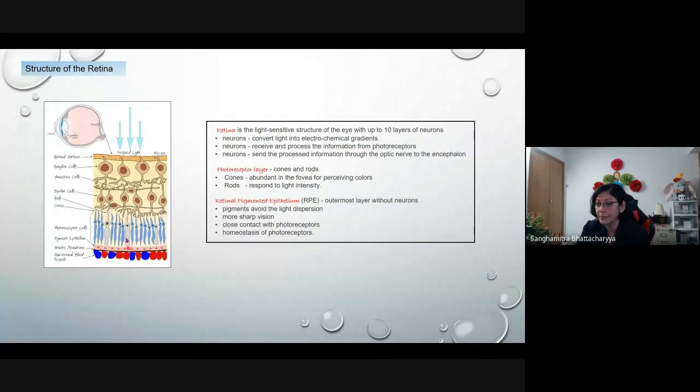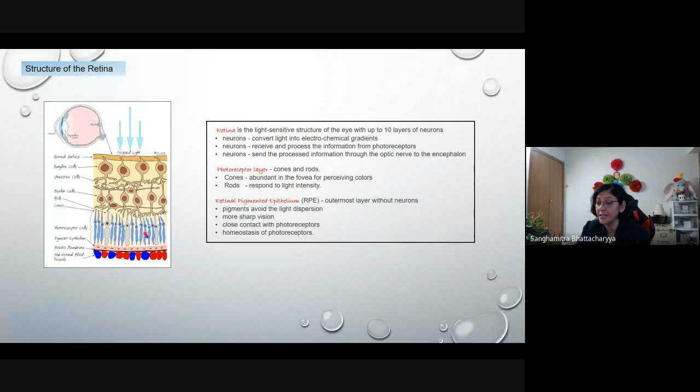The photoreceptor layer, this one, consists of cones and rods. You see the blue colored structures are the cones, and in between we have this little fat structure. These are the rods. The rods respond to light intensity, while the cones are responsible for perceiving colors.